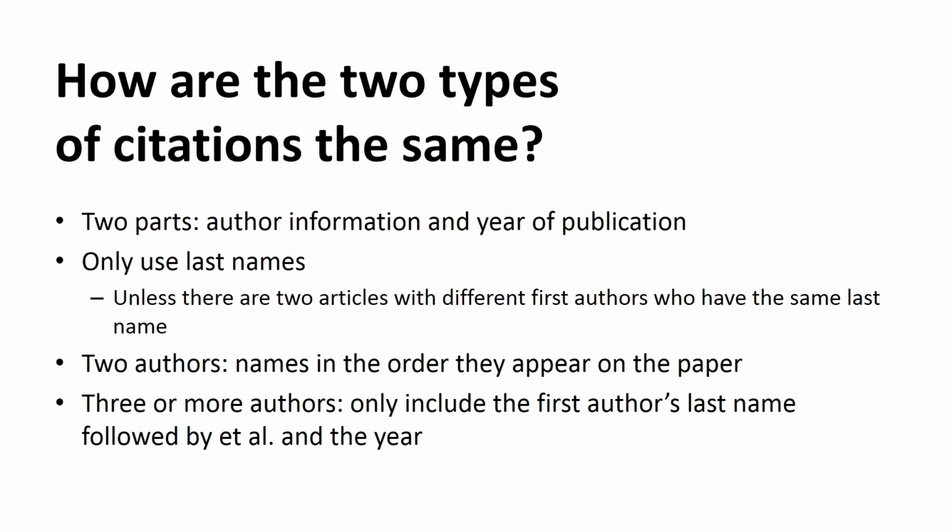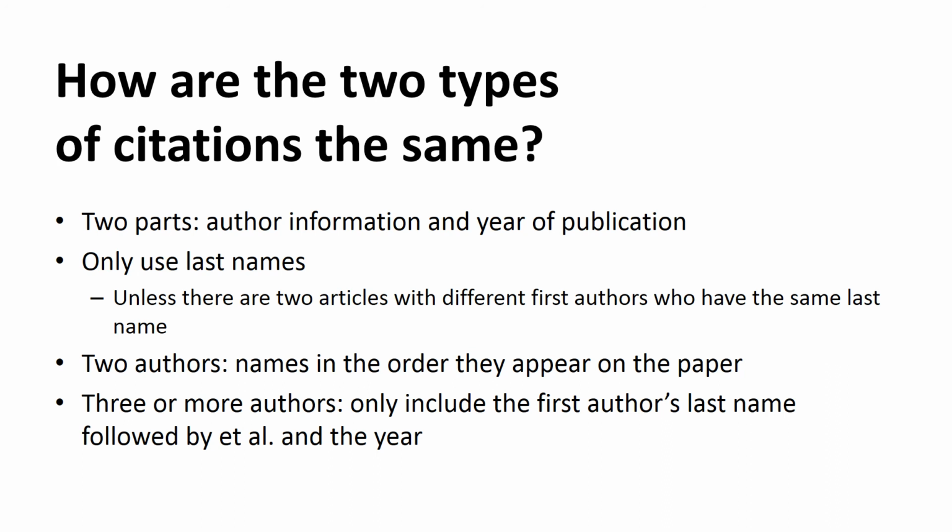The content of the 2 types of citations is pretty much the same. Both have 2 parts, the author information and the year of publication. The author information only includes the last names of the authors, no initials or full names, unless you cite 2 articles by different first authors who have the same last name. The guides include information about what to do in that circumstance.